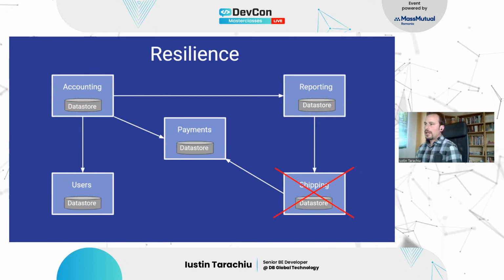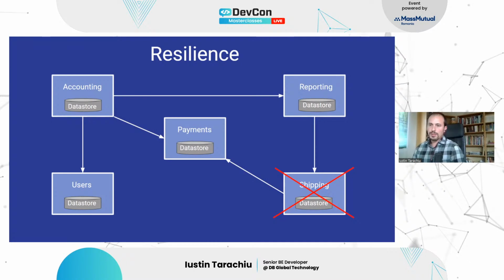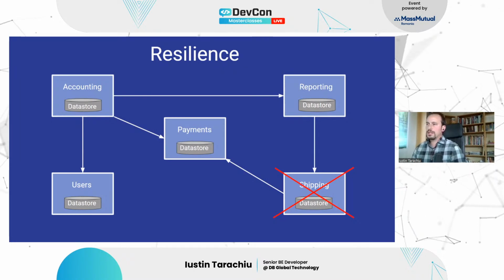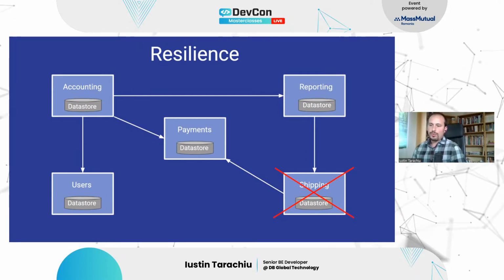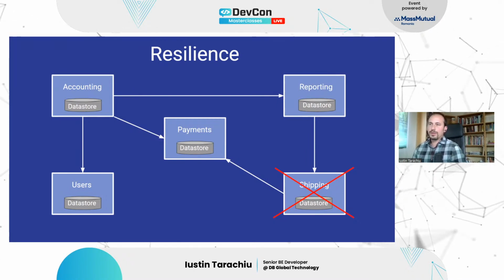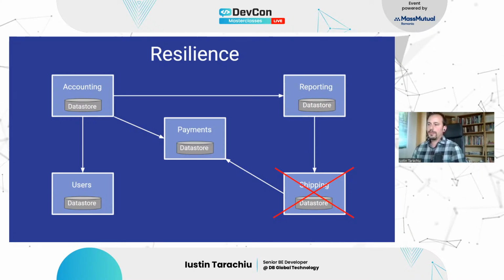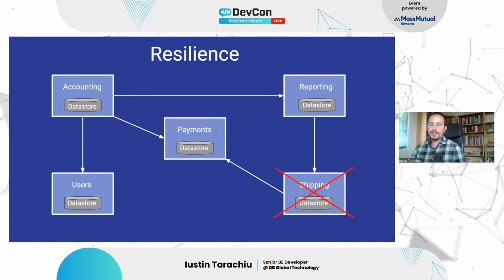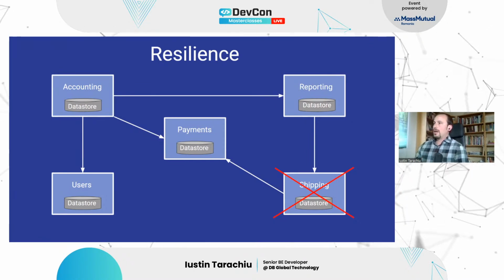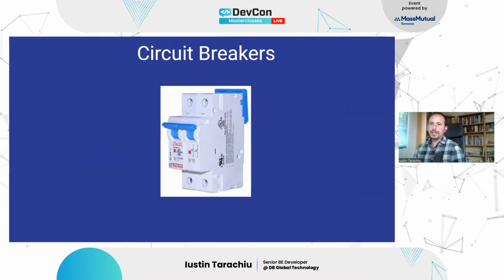Now I would like to continue the theme that we have started a little bit earlier with the resilience. In the microservices world, the problem of one of the services, one of the nodes, failing at some point is something that you should expect. So it's not a problem of if, it's a problem of when. And for this, circuit breakers have been created.